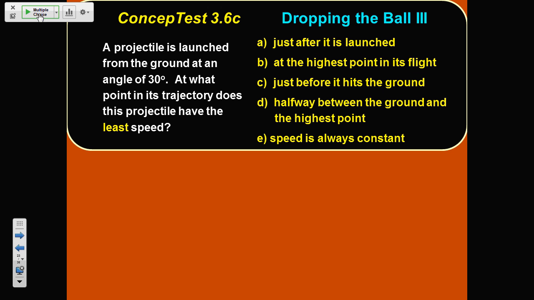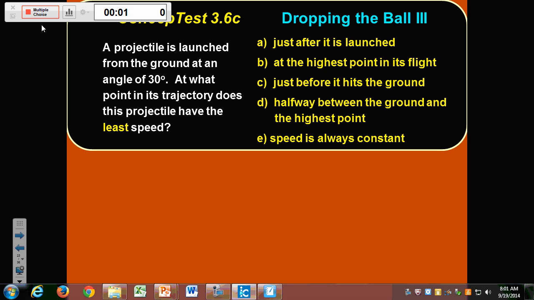All right, a projectile is launched at 30 degrees. At what point does it have the least speed? So that speed includes the x and the y components. Where is it the slowest? Question.